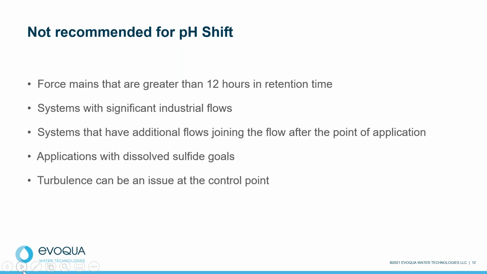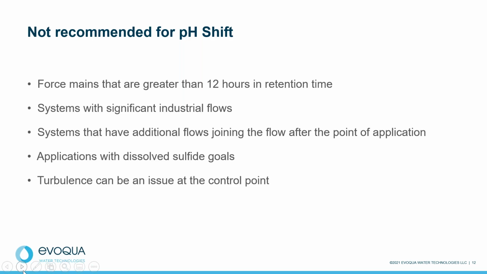Systems with significant industrial flows: a lot of times industrial flows come out with a pH lower than what is typical in wastewater and can cause higher feed rates for pH shift chemistry. So we tend to avoid using Alkagen in industrial applications.